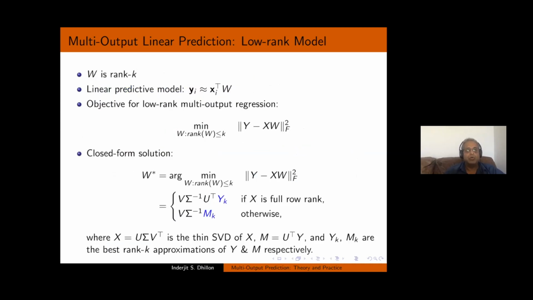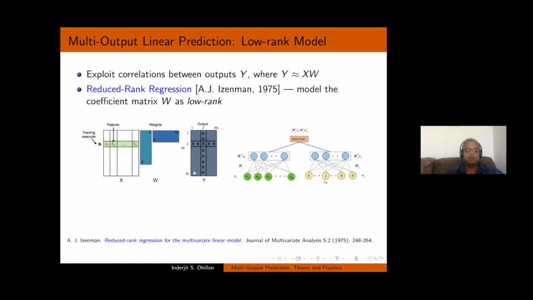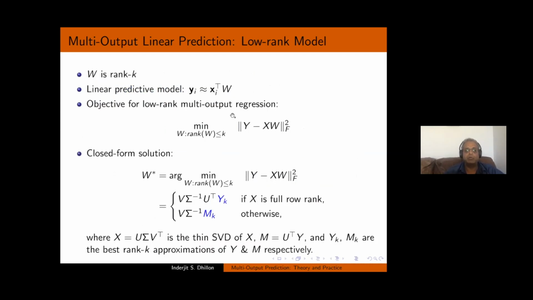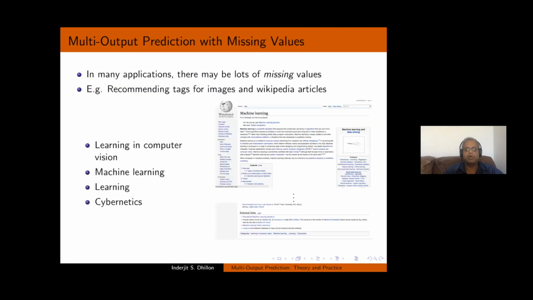If I go through this particular problem, reduced rank regression, you formulate it as a low rank optimization problem. But through the wonders of the singular value decomposition, or the SVD, it turns out that there is a closed form solution for this problem. But there's nothing new. This has been known for a while.